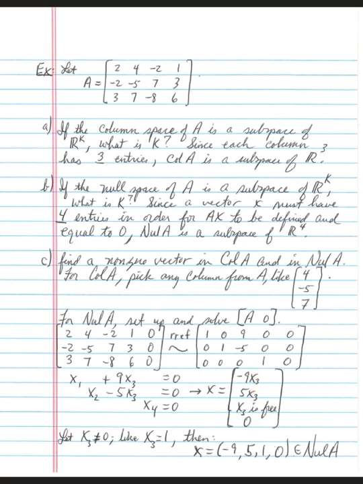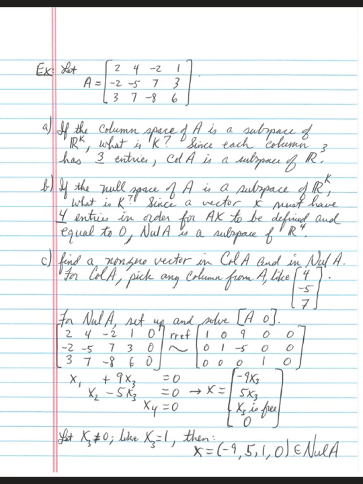for these four variables. Solving for x1, you move 9x sub 3 over, it just becomes negative. To solve for x2, you would move negative 5x sub 3 over, it becomes positive. x3 is free, so I'm making a note here. And then x sub 4 is exactly 0.